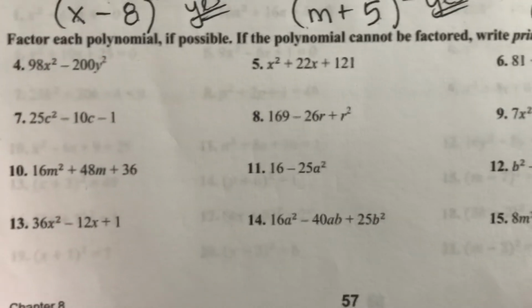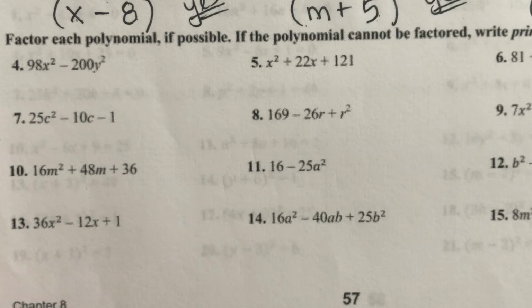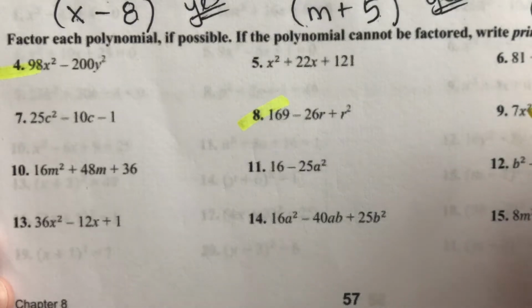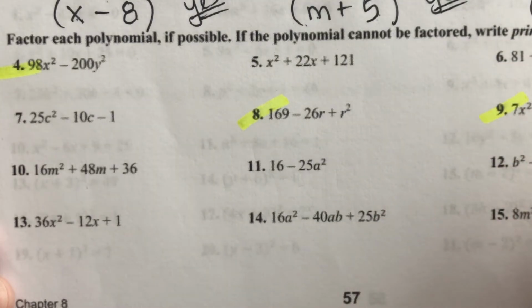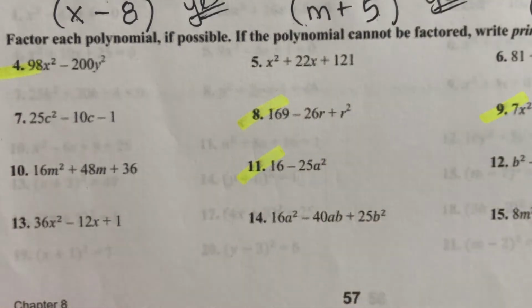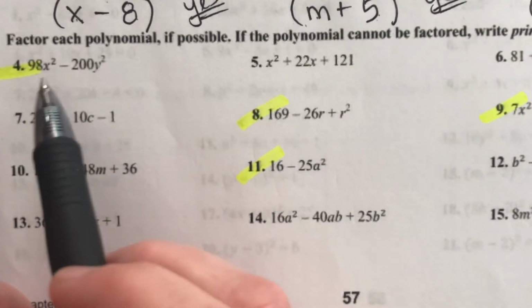All right, let's skip around here. I'm going to highlight maybe 4 that we can do. Let's try this one. Let's try this one. And maybe this one and 11. We'll try that one. All right, number 4.